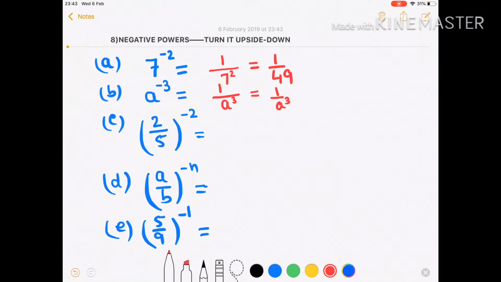Now the answer will come 1 divided by a to the power 3. This question is important. Question number C. So you see in the bracket some power is there. So first thing, you have to apply rule number 7. Anything in the bracket, give this power to everyone. Everyone. So 2 to the power minus 2. Separate them. Inside the bracket, give this power to everyone, and 5 to the power minus 2.